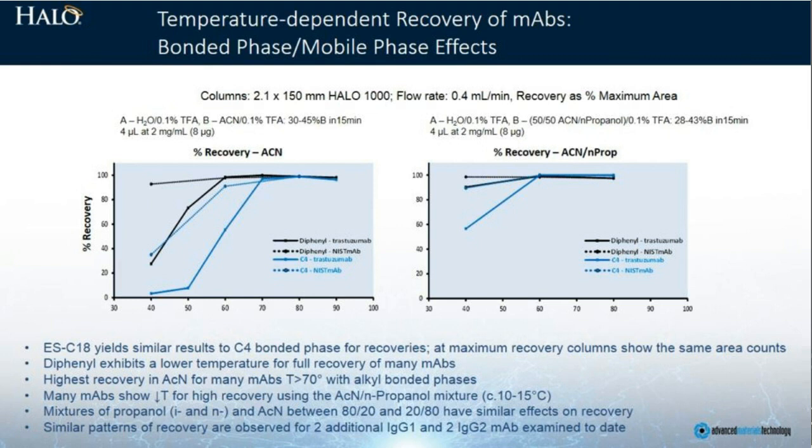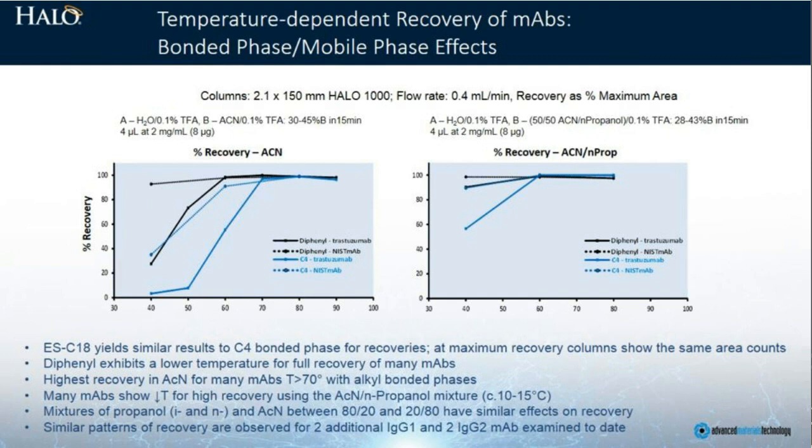In black, the diphenyl column. In blue, the C4 alkyl column. By the way, we see very similar recovery on C18 and C4. We've also included two different monoclonal antibodies here, trastuzumab and nismab. And what you see is that you need to be up... the acetonitrile is your organic modifier. You need to be up above 70 degrees to be confident that you're getting full recovery. It varies by monoclonal antibody. Clearly, the diphenyl, the aromatic bonded phase, allows you to operate at a slightly lower temperature while still maintaining high recovery.